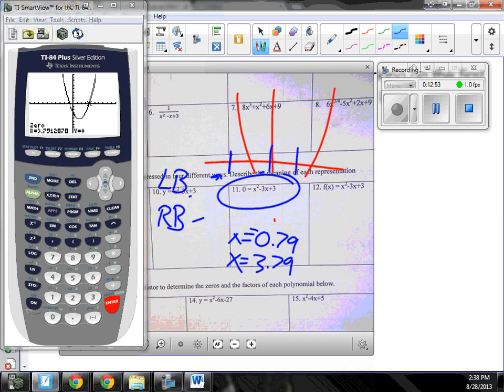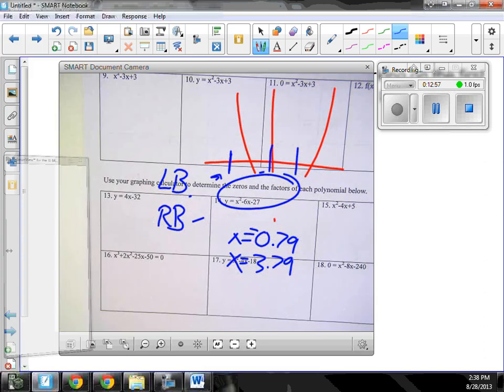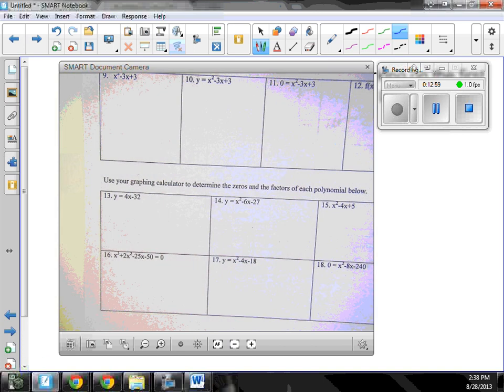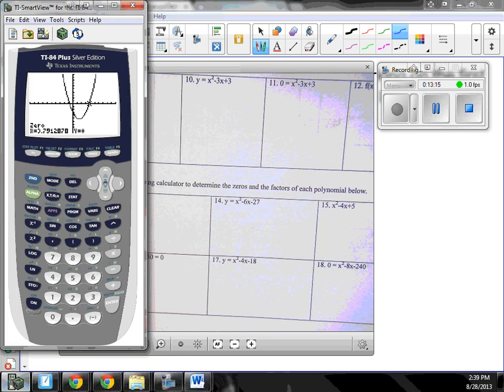So if you look at numbers 13 through 18, those polynomials are in several different forms. But the instructions are the same. Use a graphing calculator to determine the zeros. I also want you to use those zeros to create the factors, just for practice. So for the first one, I'm going to type in 4x minus 32.